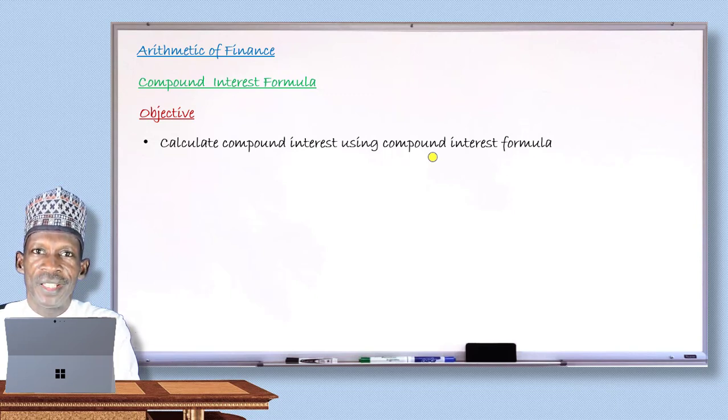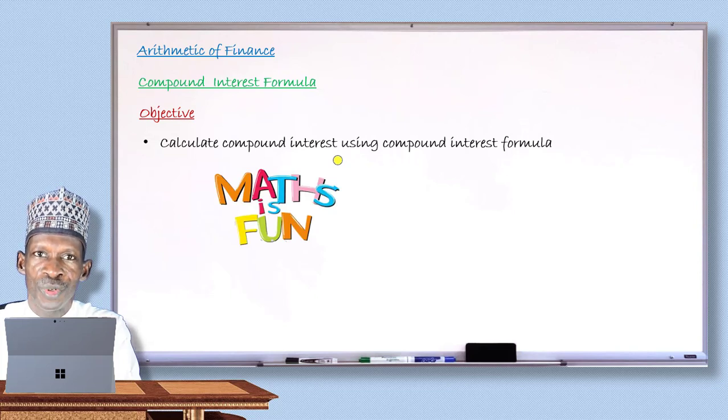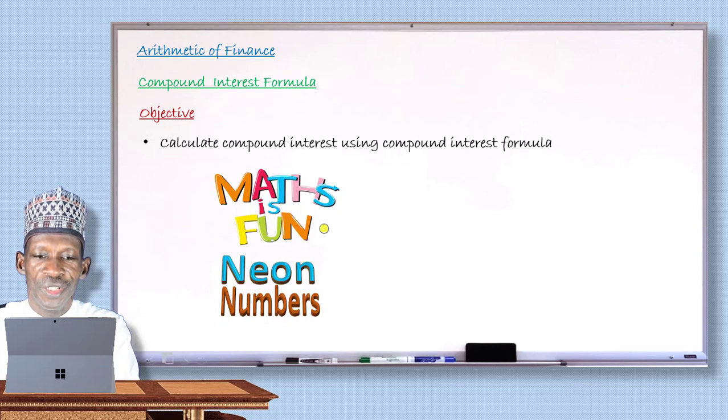So as usual, my dear student, in your favorite segment of the lesson, today also I'll give you another group of special numbers. This group of special numbers are called the neon numbers. I will explain what neon numbers are with an example after completing my lesson today, so don't go away.